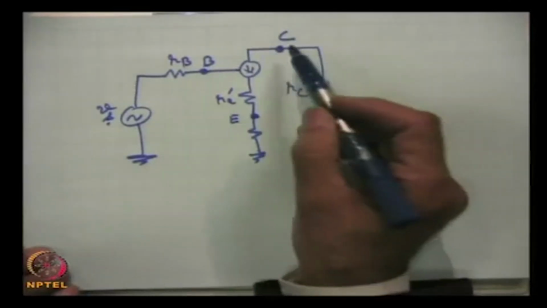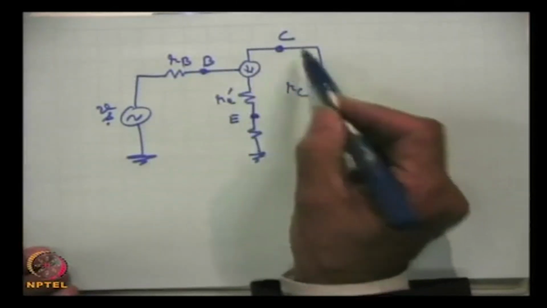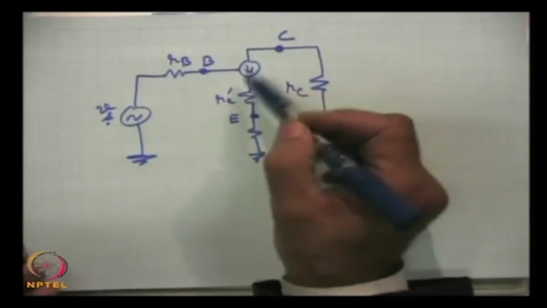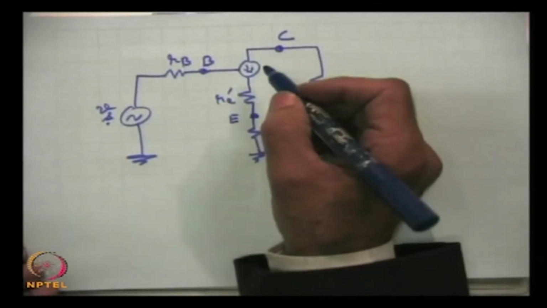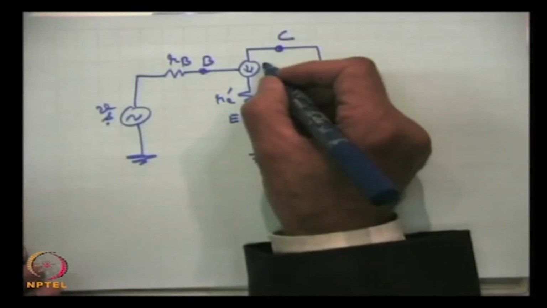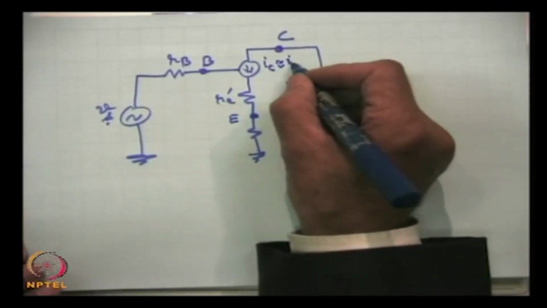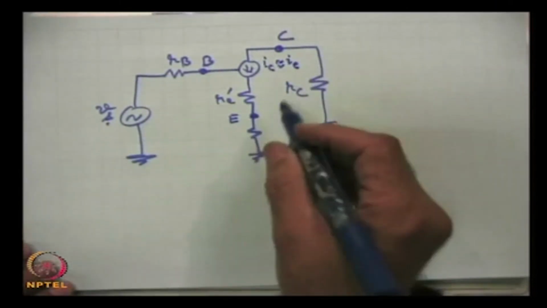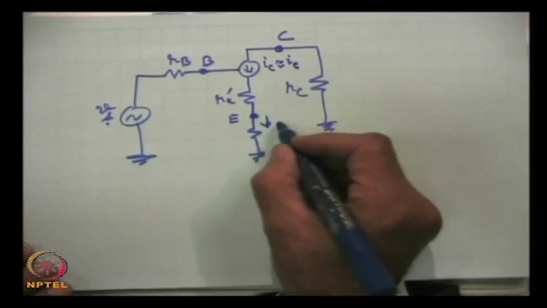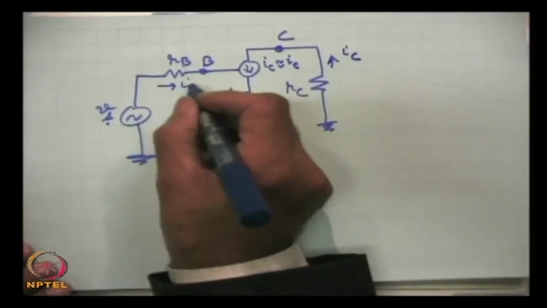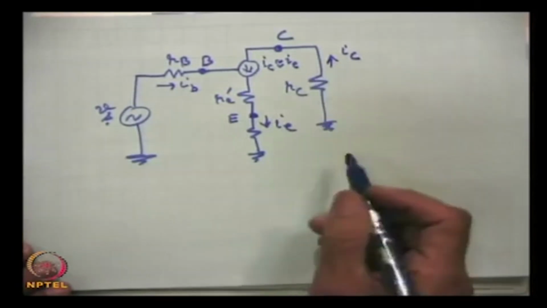So, this is actually the equivalent circuit, where the transistor is being replaced by this, and this source is IC, which is equal to IE. Here is the current IE, this is the current IC, and this is the current IB. These are all AC currents.